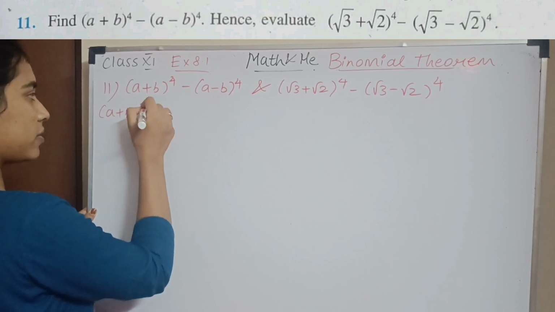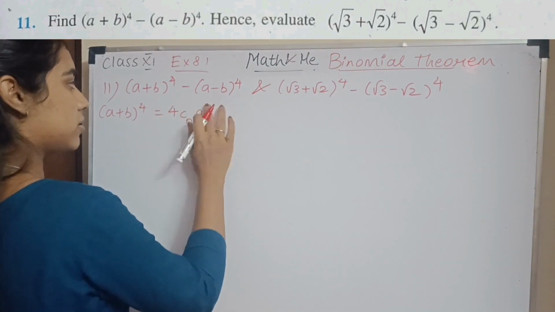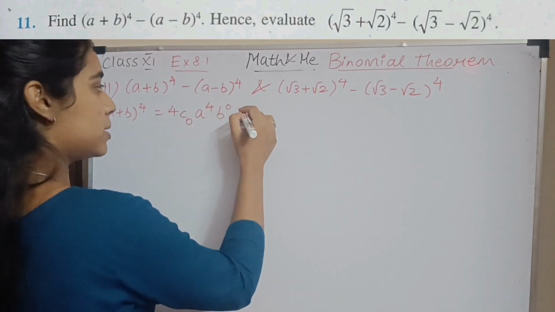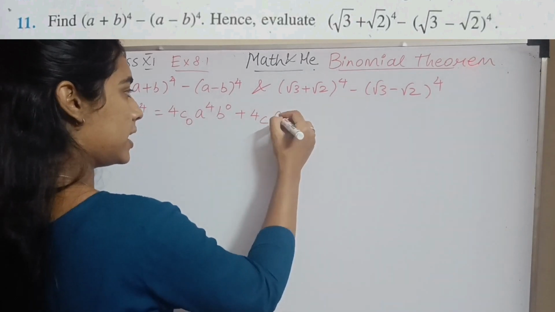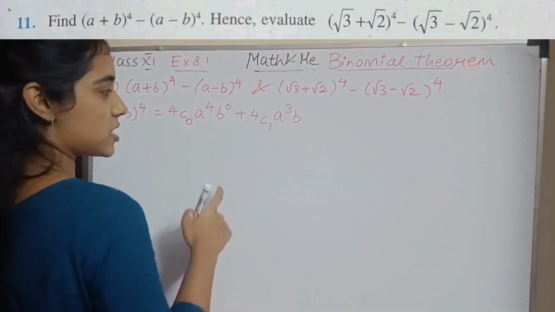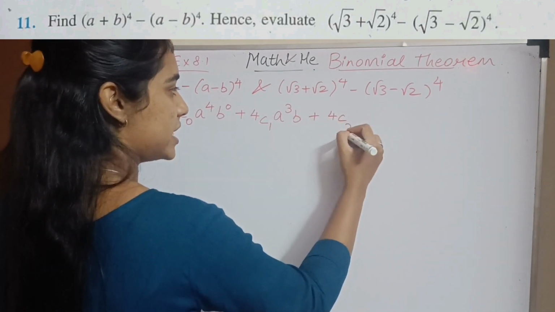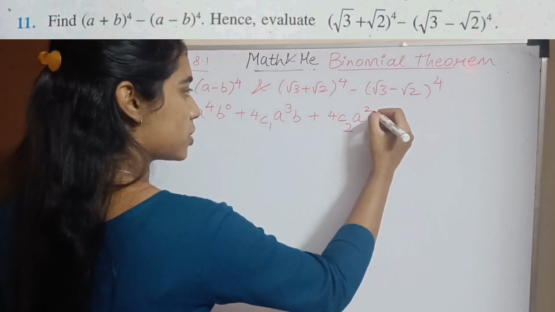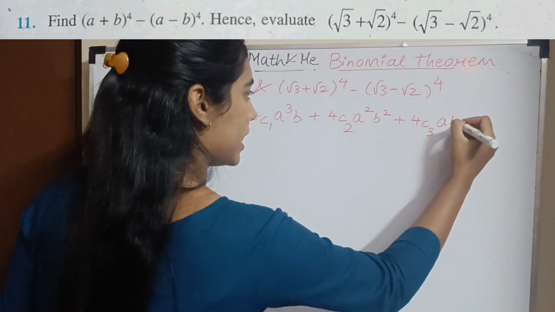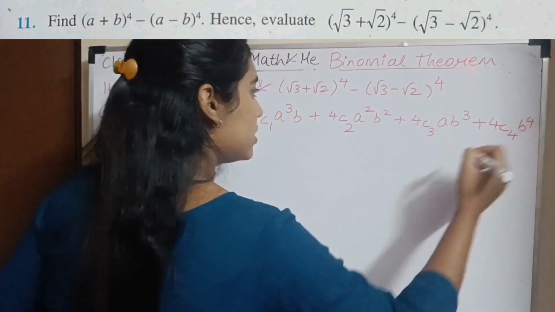(a plus b) to the power 4 is 4c0 a to the power 4 b to the power 0 plus 4c1 a to the power 3 b to the power 1. The power of a reduces, the power of b increases, remember, plus 4c2 a square b square plus 4c3 a b cube plus 4c4 b to the power 4.